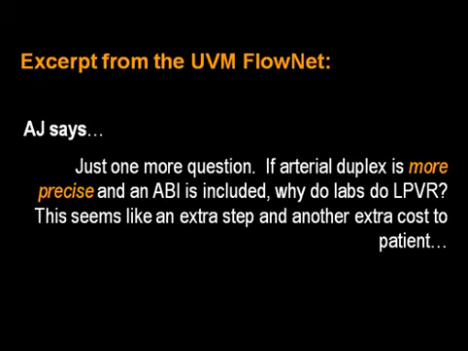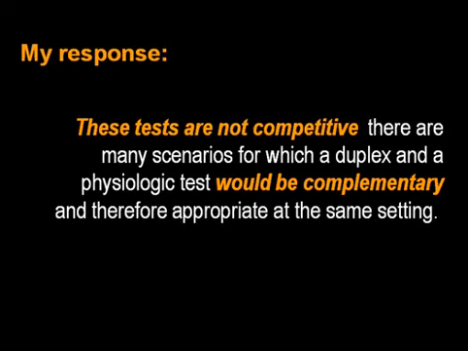She followed up with a second question after multiple responses, some of which were contradictory, asking if arterial duplex is more precise than an ankle brachial index, and if an ankle brachial index is included, why do labs use lower extremity PVRs? This seems like an extra step and another extra cost to the patient. And really, they aren't. And my response to these questions was that the tests are not competitive.